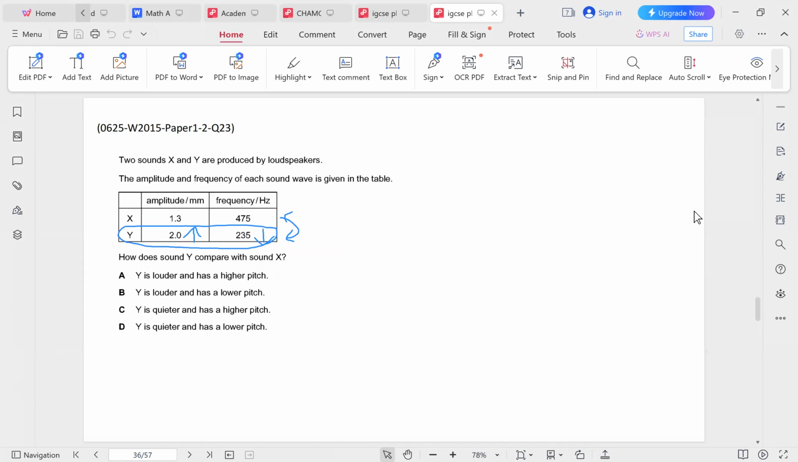We're comparing to X, so I have a higher amplitude and a lower frequency. So higher amplitude means louder. Lower frequency means lower pitch. So we're going to go with B for this question.